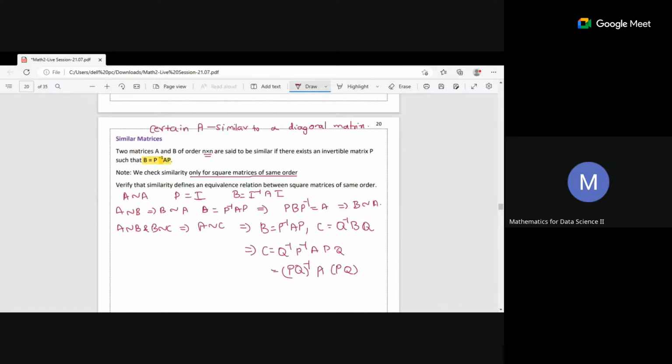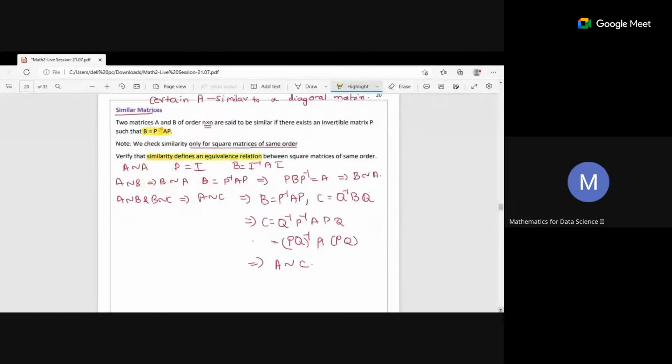Okay. So you see that A is equivalent to C. So A and B are equivalent matrices. Sorry, similarity. These similar matrices. This similarity is an equivalence relation. Okay, that is what we have proved here. Similarity is an equivalence relation. This is what we have proved here.